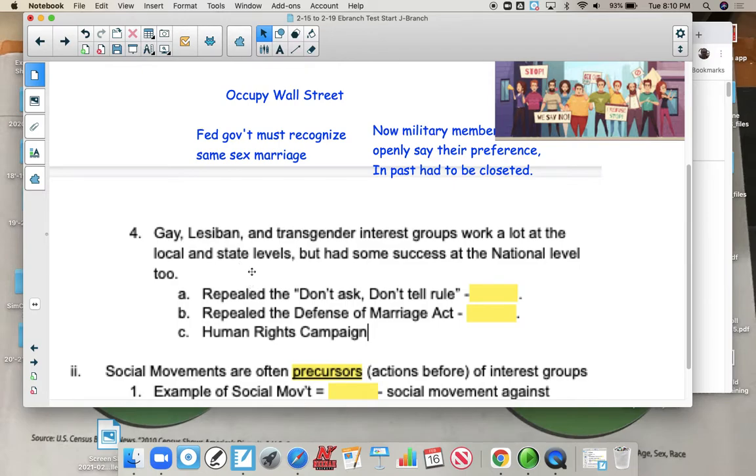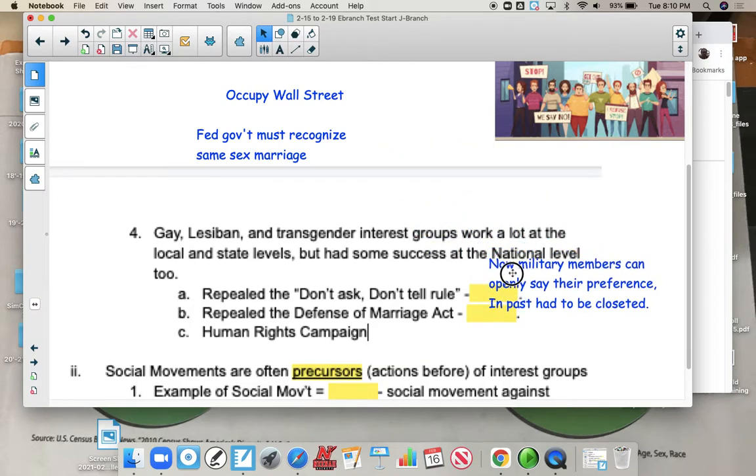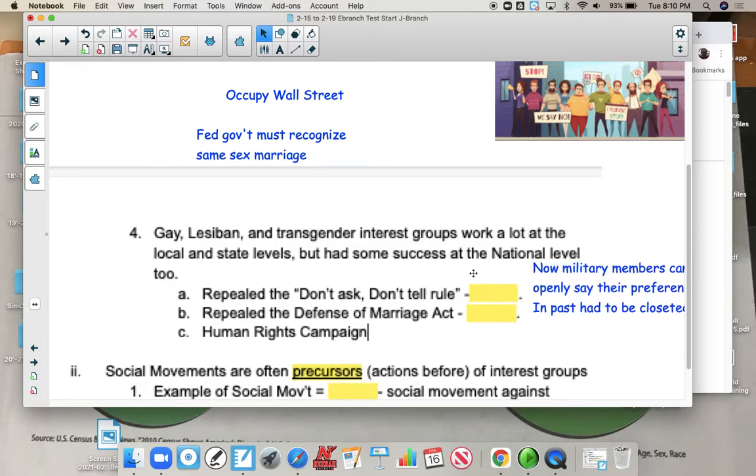And they were successful in repealing the Don't Ask, Don't Tell rule, which did at one point in our history say that military members could not come out of the closet, so to speak, as gay, lesbian, transgender, whatever it might have been, in the military. It wasn't allowed, but nowadays they are allowed to be open about their preference. Okay, so that's an important thing, a little more freedom for them.